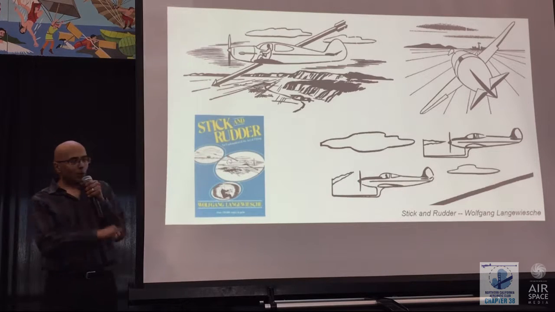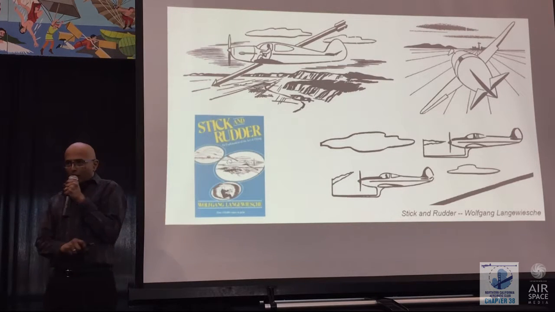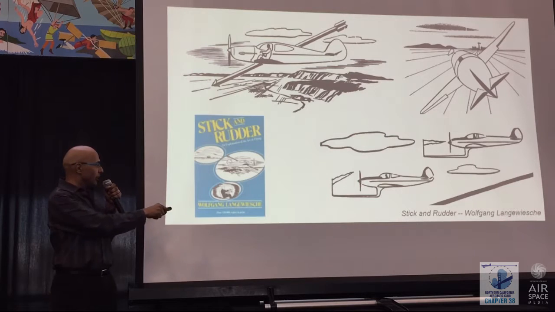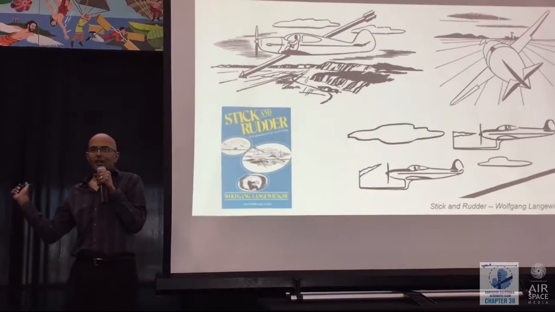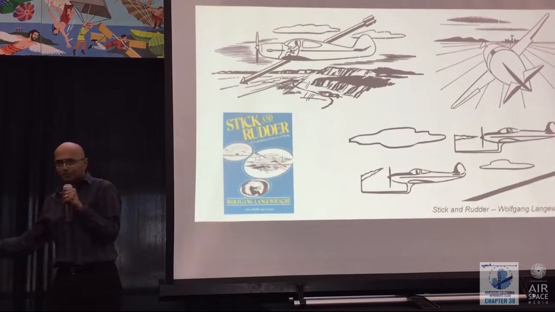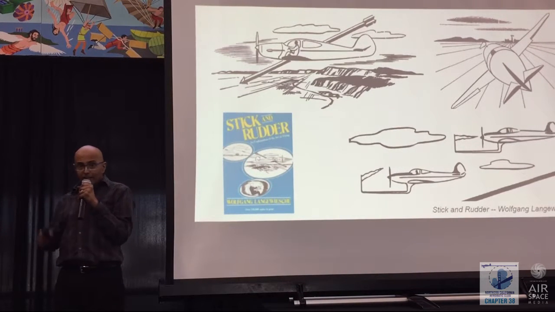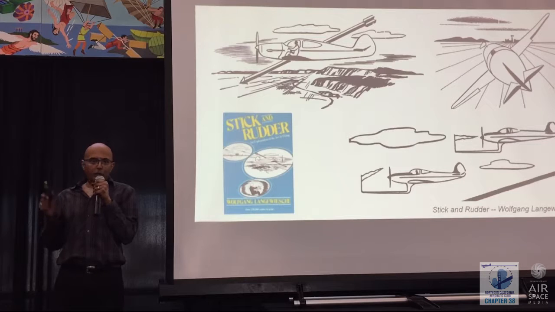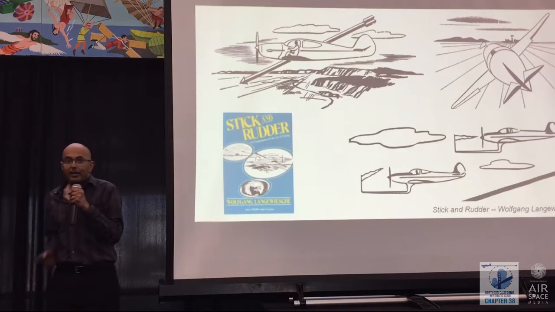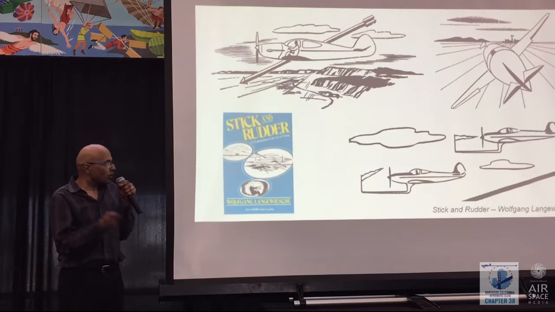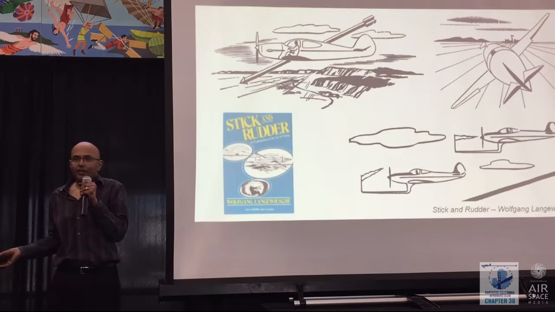The single most important work about how to control small airplanes is Stick and Rudder. It's a book written in 1944 by a gentleman by the name of Wolfgang Langewiesche. In 1944, the aircraft as we know it now, the general aviation aircraft, was done being invented. Nothing new in the control of small airplanes has been done since then.